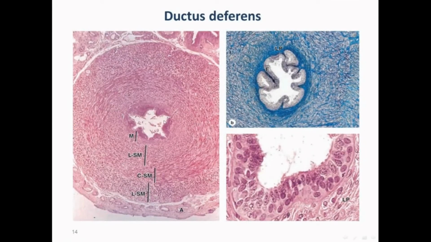The ductus deferens also contains slightly folded mucosa and lamina propria. The thick muscular wall consists of inner and outer longitudinal and middle circular layers. The lining epithelial cells here are pseudostratified epithelium. And this is a special staining that shows the elastic fibers. One feature of the ductus deferens is its richness in elastic fibers and fibrous tissue. This is a special stain, trichrome stain, which will highlight the collagen fibers with a bluish color.